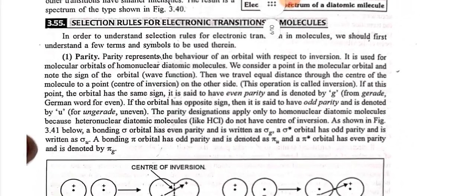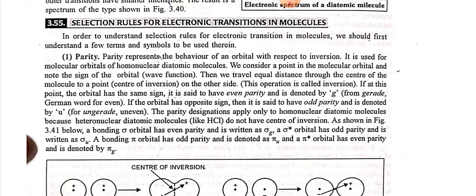Section 3.55: Selection rules for electronic transitions in a molecule. In order to understand the selection rules for electronic transitions in a molecule, we should first understand a few terms and symbols to be used. First is parity. Parity represents the behavior of an orbital with respect to inversion.